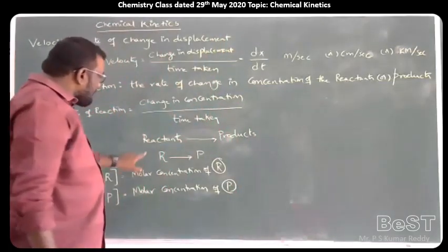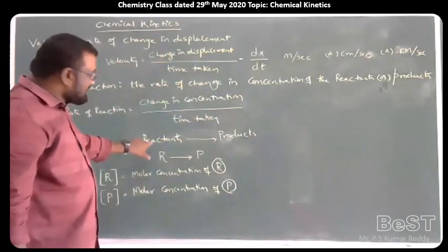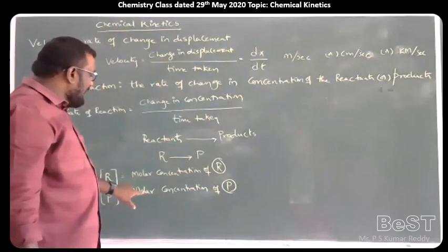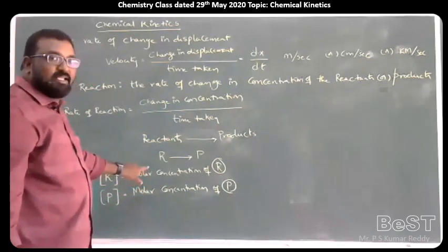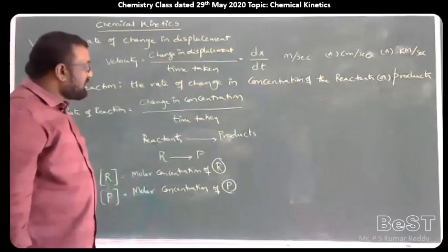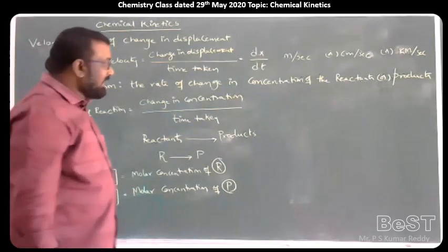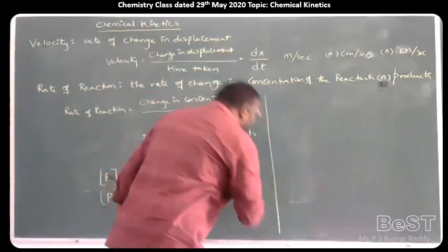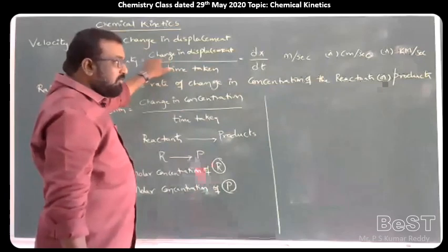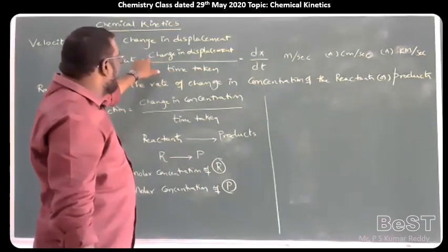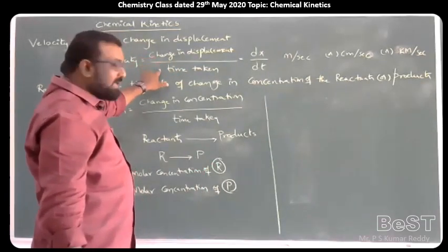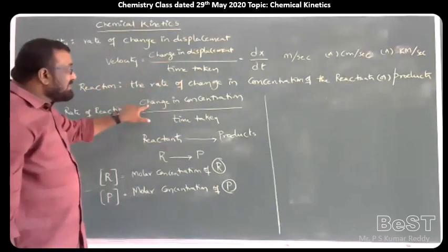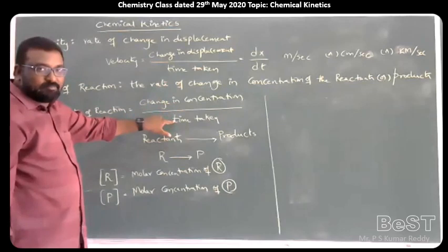While a reaction is taking place, the molar concentration of the reactants decreases and the molar concentration of the products increases. Now, same as the formula we use for velocity, which is change in displacement by time taken, the rate of reaction is also change in concentration by time taken.